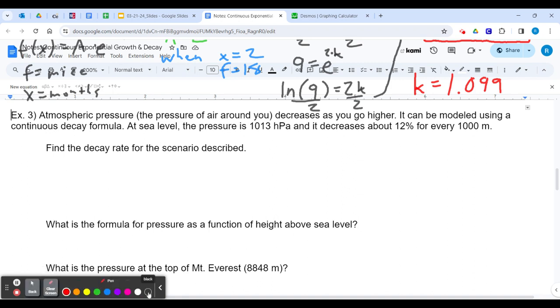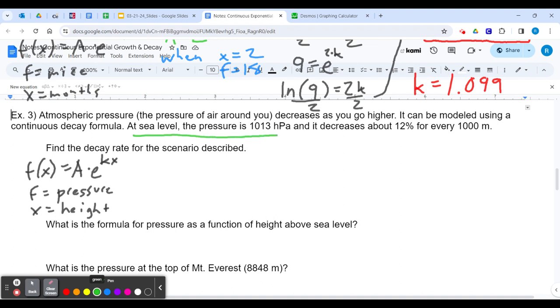So we're working our way towards that formula where we have f of x equals a times e to the k times x. Oops, sorry. So erase that real quick. To the kx. And in this case, f is going to be equal to my pressure, and x is going to be equal to my height. All right, we know from this problem that at sea level, the pressure is 1,013. So my A value here is 1,013.